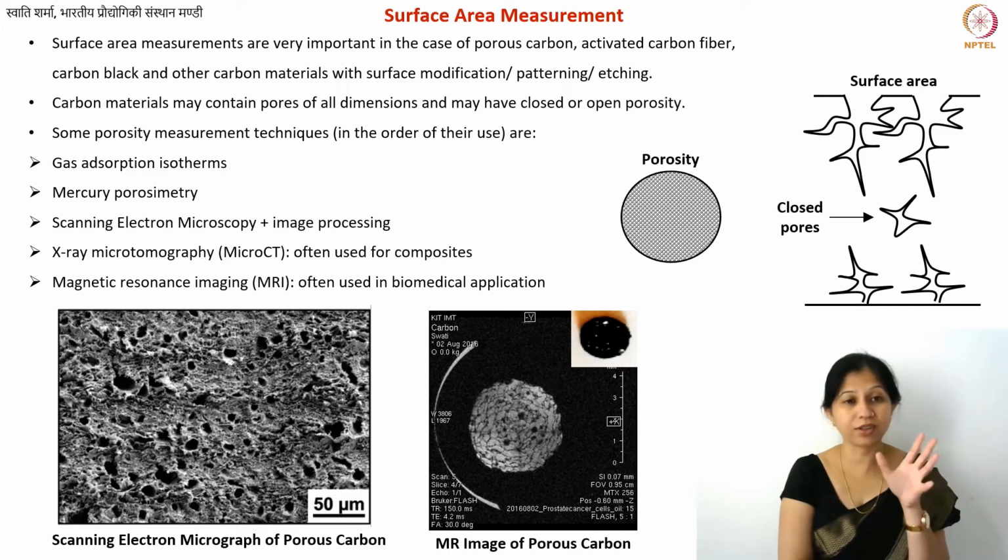What else? I have also written magnetic resonance imaging. So again, MRI is a biomedical imaging technique, but you can also use it on carbon materials. Carbon materials generally do not cause too much artifact, because the MR active carbon isotope, C13, is only 1.1%. So that does not really interfere with your imaging. So you can actually perform imaging using MR techniques.